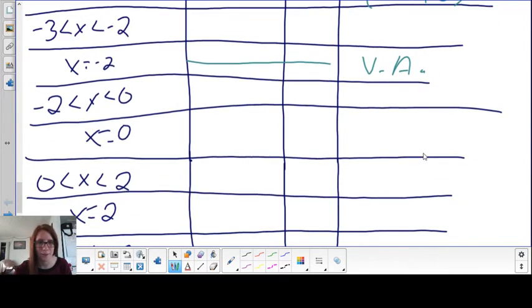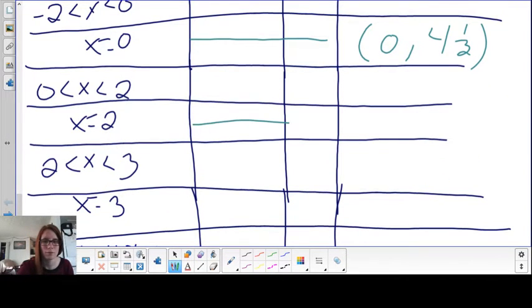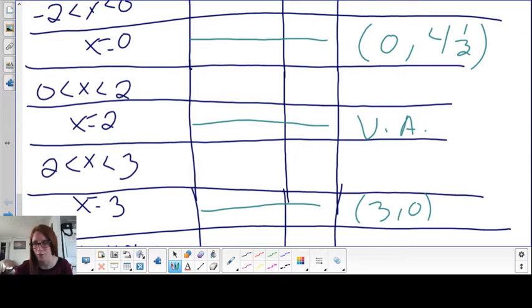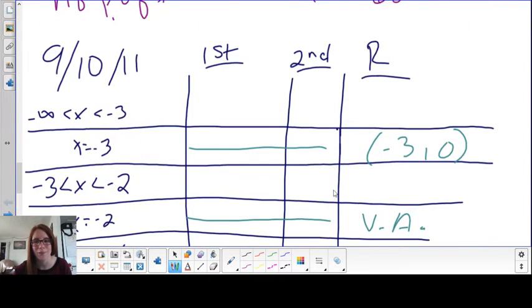And then at 0, I now have a point at (0, 4.5). At 2, again, I don't exist because I have a vertical asymptote. At 3, I don't care what happens at my first and second derivatives because I already know what's going on there. So the only part of the chart that I really don't know is what happens in between and on the other sides.